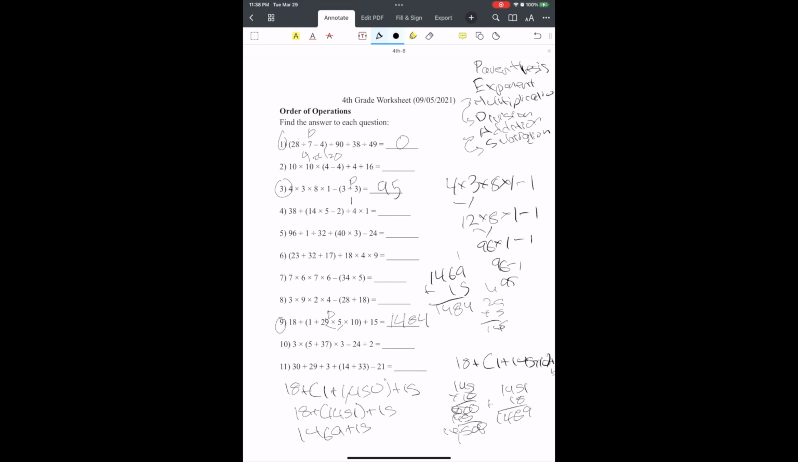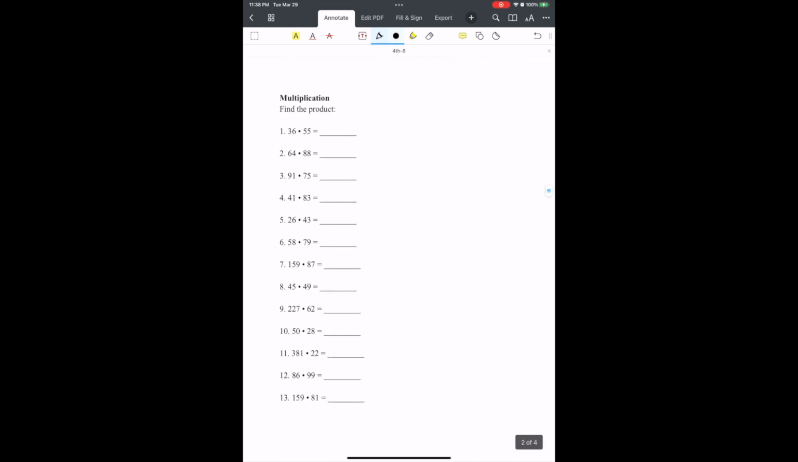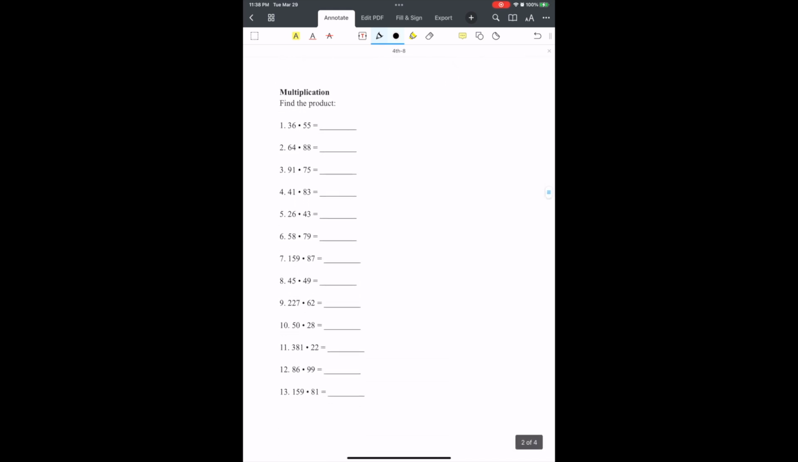Alright, so let's move on to multiplication. These are all pretty hard multiplication problems, but remember how to do it. So we'll start off with 2. 64 times 88. So you want to do 64 times 88.